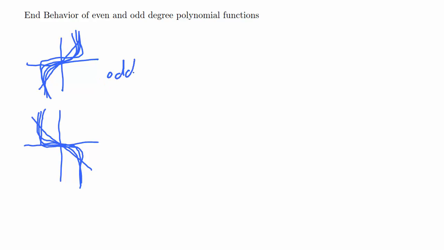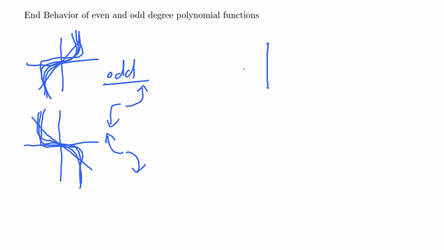So, for odd degree polynomial functions, the function either begins at the top left and ends at the bottom right, or it starts at the bottom left and ends at the top right. Let me make this consistent with these real quick. So it can start at the bottom left, end at the top right, or start at the top towards the left and end at the bottom towards the right. Now, you can think of these as up or down if you want. So as you go to the left, it's going down. As you go to the right, it's going up. Or as you go to the left, it's going up. And as you go to the right, it's going down.